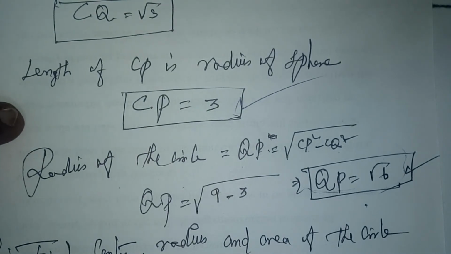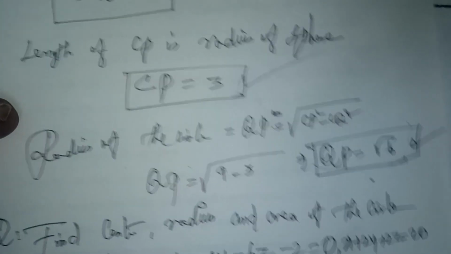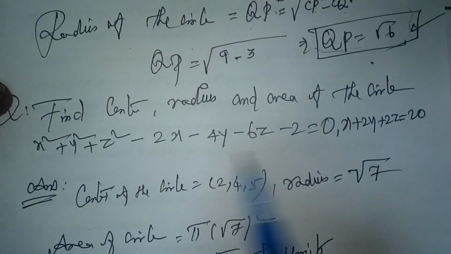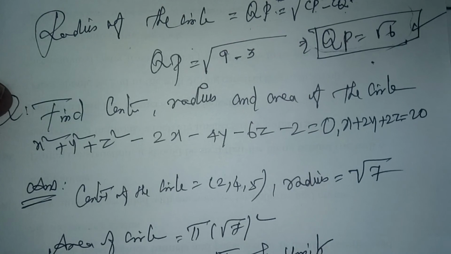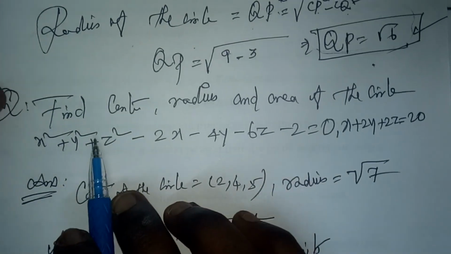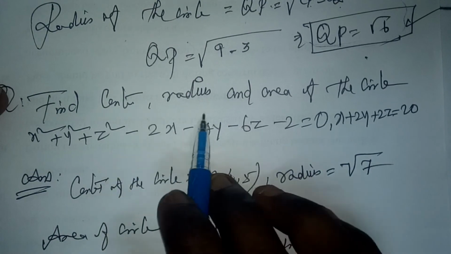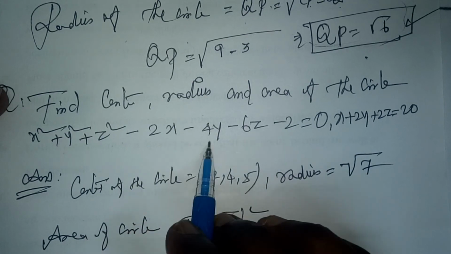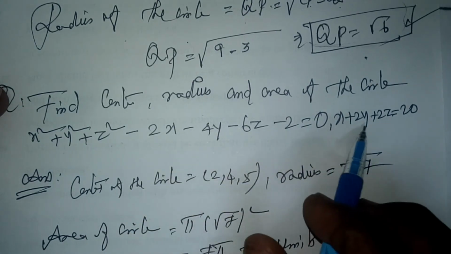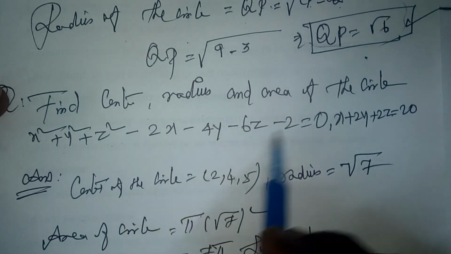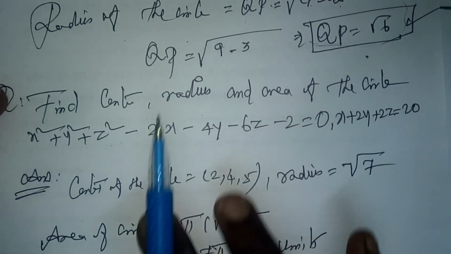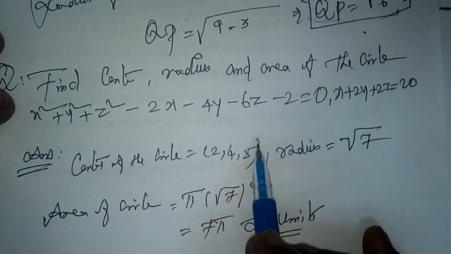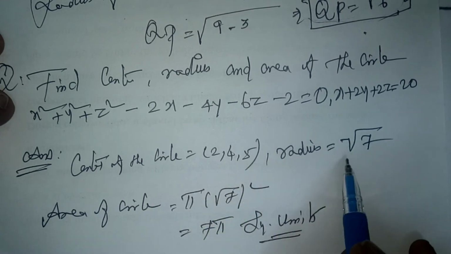The question is to find the radius and center. You can try it. The question is: find the center, radius and area of a circle, where x square plus y square plus z square minus 2x minus 4y minus 6z minus 2 is equal to 0, and x plus 2y plus 2z equal to 20. This is the equation of the sphere and this is the equation of the plane. The similar method you can apply. The center of the circle is 2, 4, 5 and the radius is square root of 7.